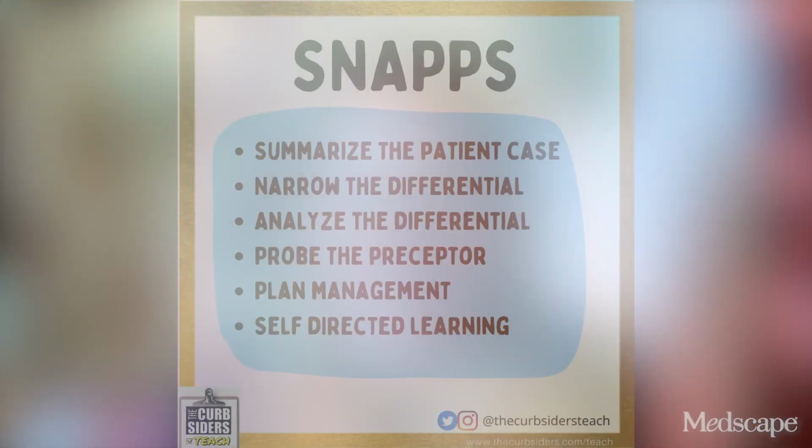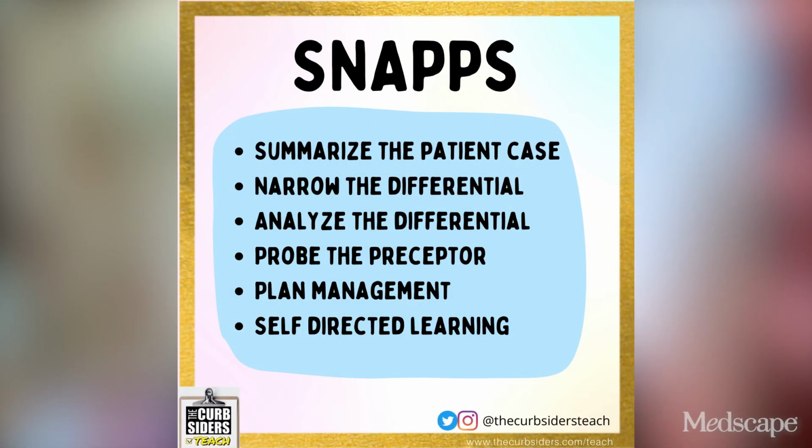Great. So that was 1-minute preceptor. Let's talk about SNAPPS. So SNAPPS is: summarize the patient case, narrow the differential to 2 or 3 possibilities, analyze the differential by comparing and contrasting the different possibilities, probe the preceptor about uncertainties, difficulties, or challenges with the patient case, plan management, and select a case-related issue for self-directed learning.